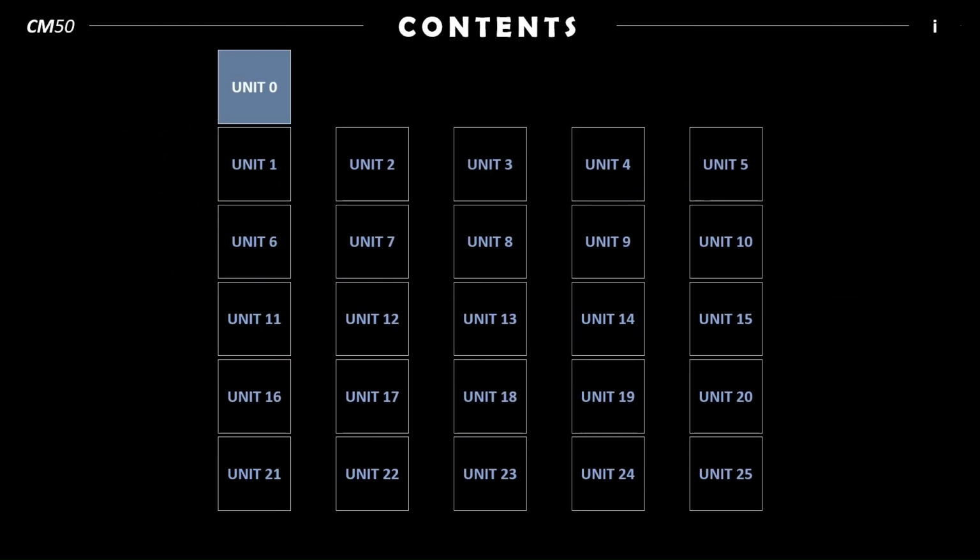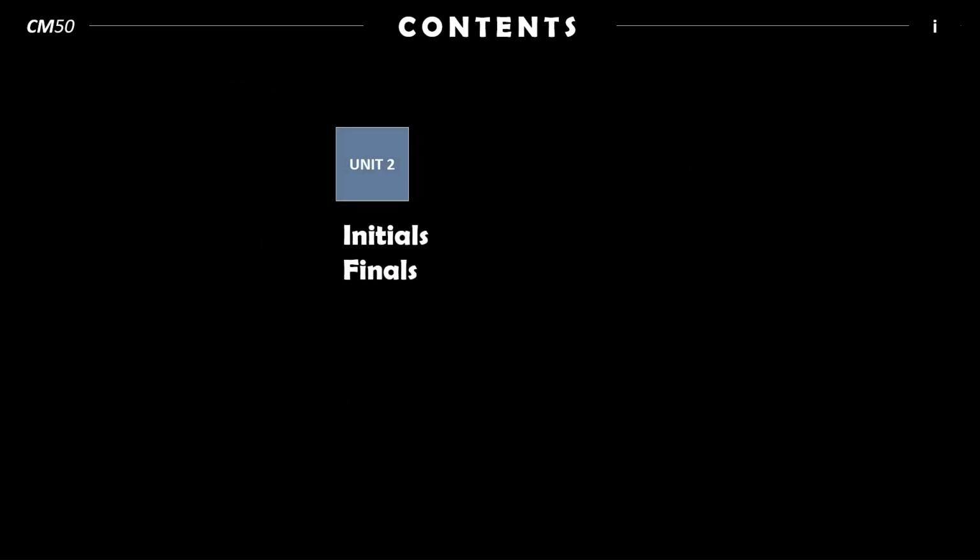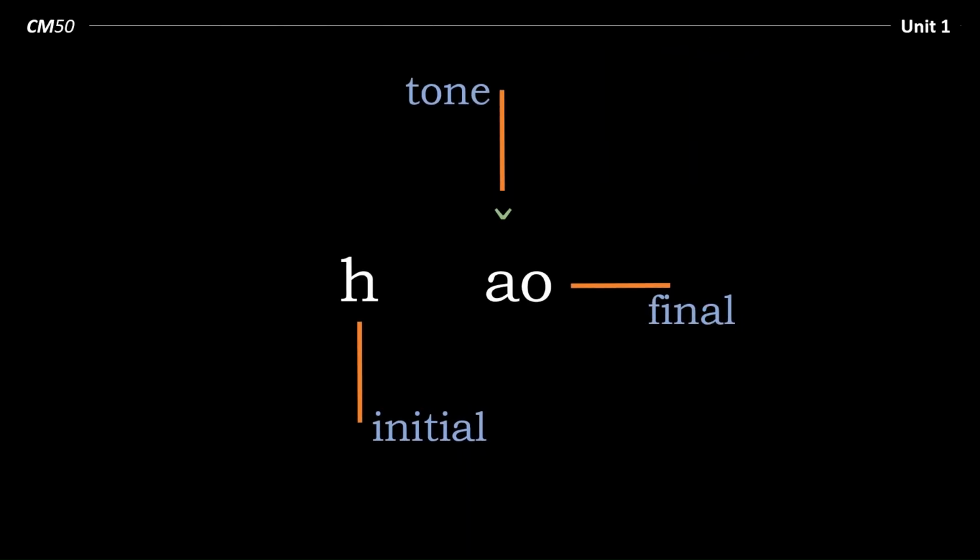In this video, we'll be taking a look at Unit 2 of CM50, which covers initials and finals. Now, as we discussed in the previous video, pinyin is made up of initials, finals, and tones. In the next video, we'll cover tones in more depth, but in this video, we'll look at initials and finals.